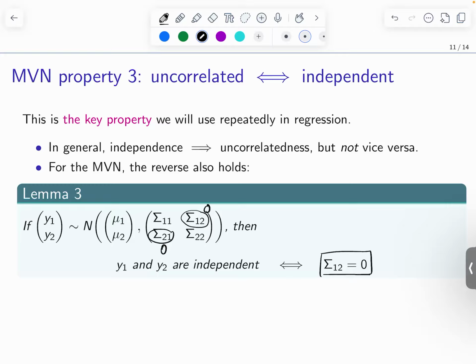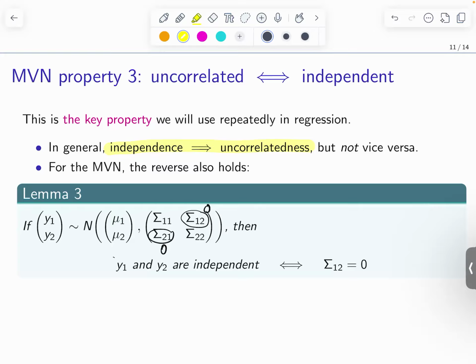The third property is that this is equivalent to y1 and y2 being independent random vectors. So why is this significant? Because this relation in general is not true, or goes in only one direction. In general, independence implies uncorrelatedness, but not the other way around.